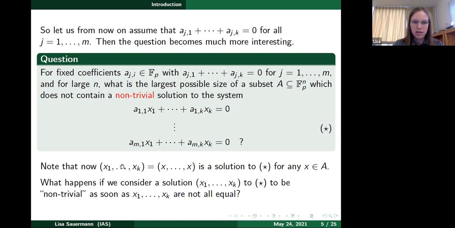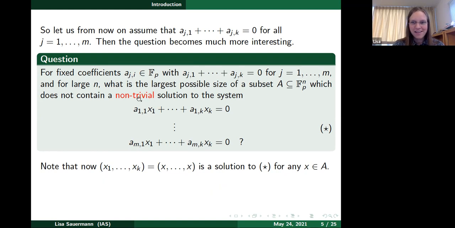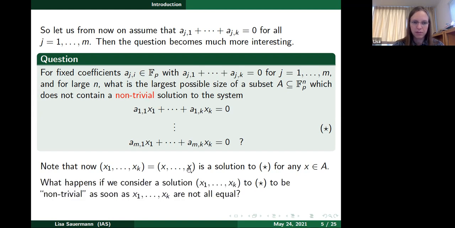So here there's this word non-trivial, and I didn't tell you what I mean by this, but certainly we would want to exclude this case of the variables all being equal. So we can now, as a first question, ask, what happens to the general question we asked here, which isn't quite well defined because I didn't say what non-trivial is. What happens if we consider a solution x_1 to x_k to the system star to be non-trivial as soon as x_1 to x_k are not all equal?